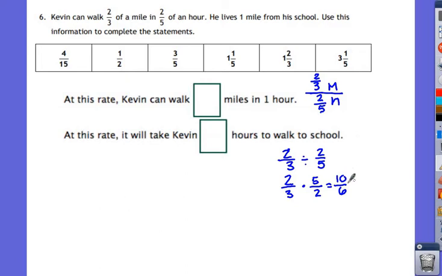And I need to simplify that because I don't see that answer up there. So I know 6 goes into 10 one whole time with 4 left over. Still don't see that answer. I can simplify to 1 whole and divide both those by 2. I get 2/3. Do I see that answer? I do. So my unit rate is 1 whole and 2/3 of a mile in 1 hour.